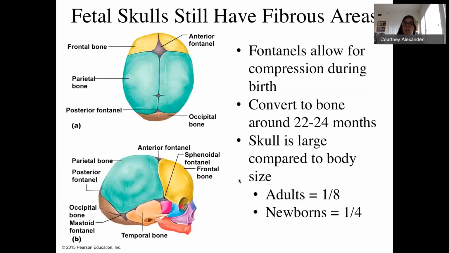Now, fetal skulls are different from adult skulls because they still have fibrous areas. They still have soft spots on the top of the head specifically, and these are called fontanelles. And what this allows for is for the skull to compress during birth.